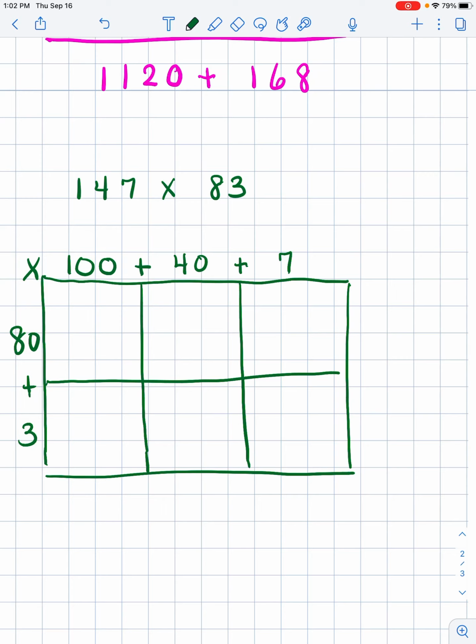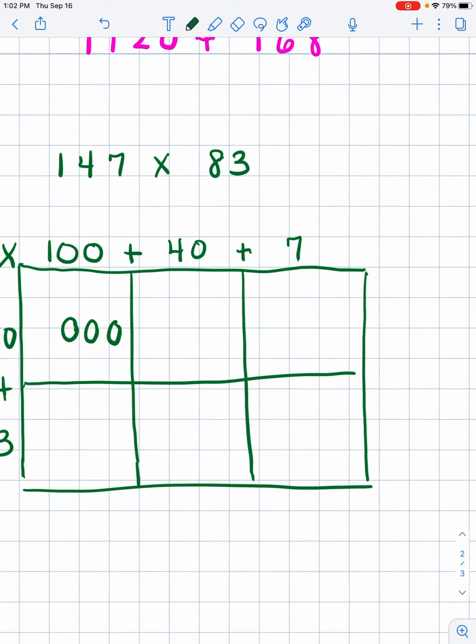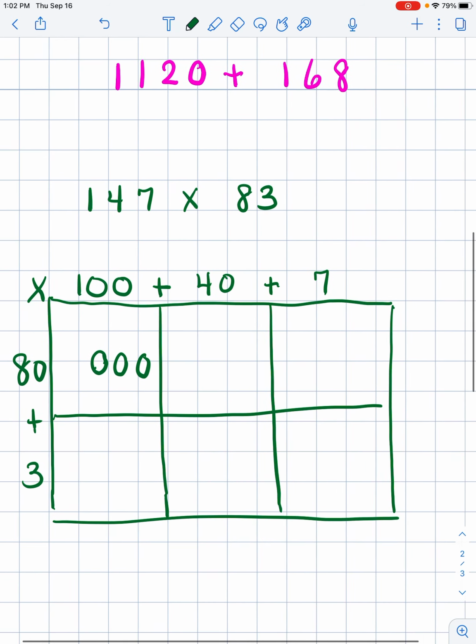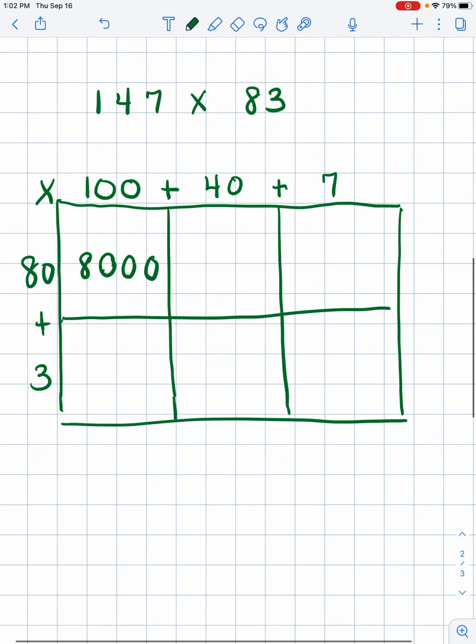All right, and now let's do our multiplication. First box, we have 80 times 100. Together, they have 3 zeros, 2 from the 100, 1 from the 80. And then 8 times 1 is 8. All right, now let's move over, and now we're going to multiply 80 times 40. They each have 1 zero. And 8 times 4 is 32.